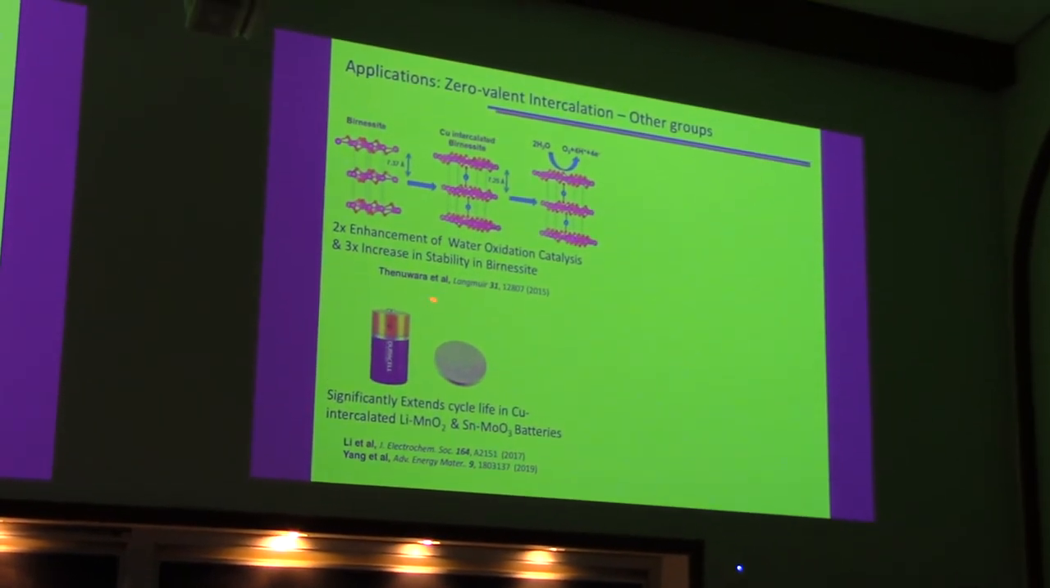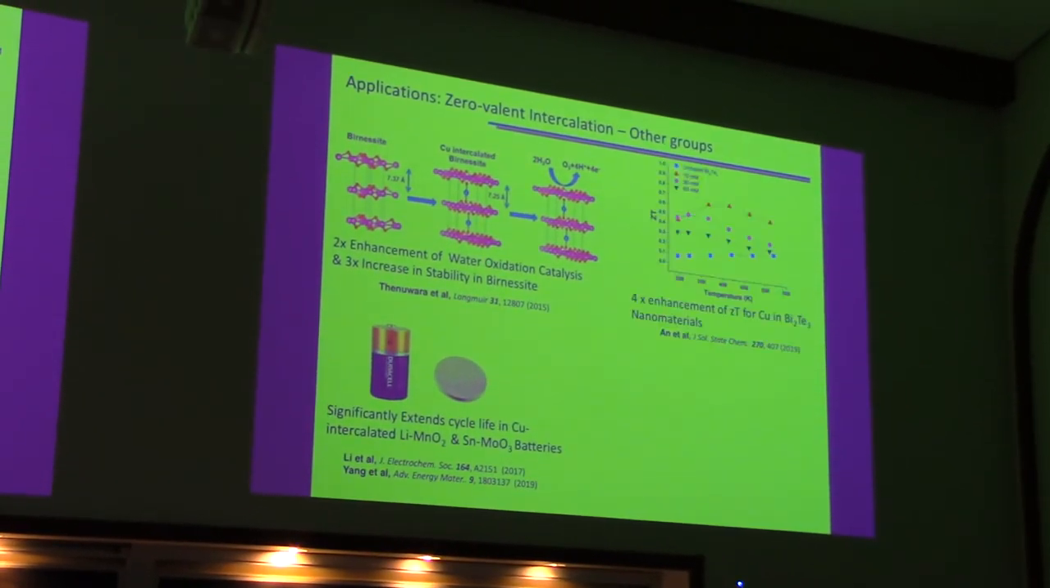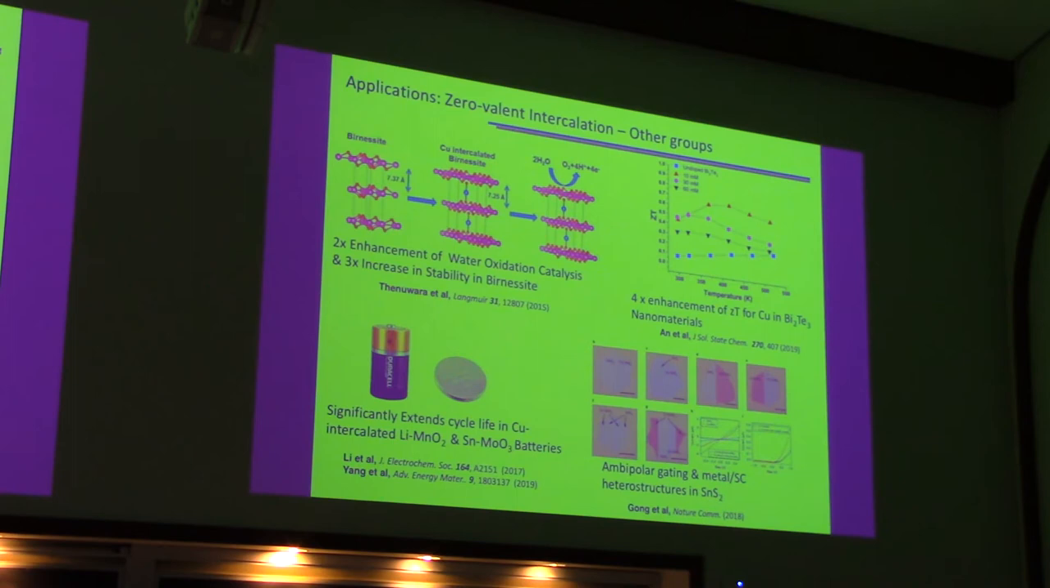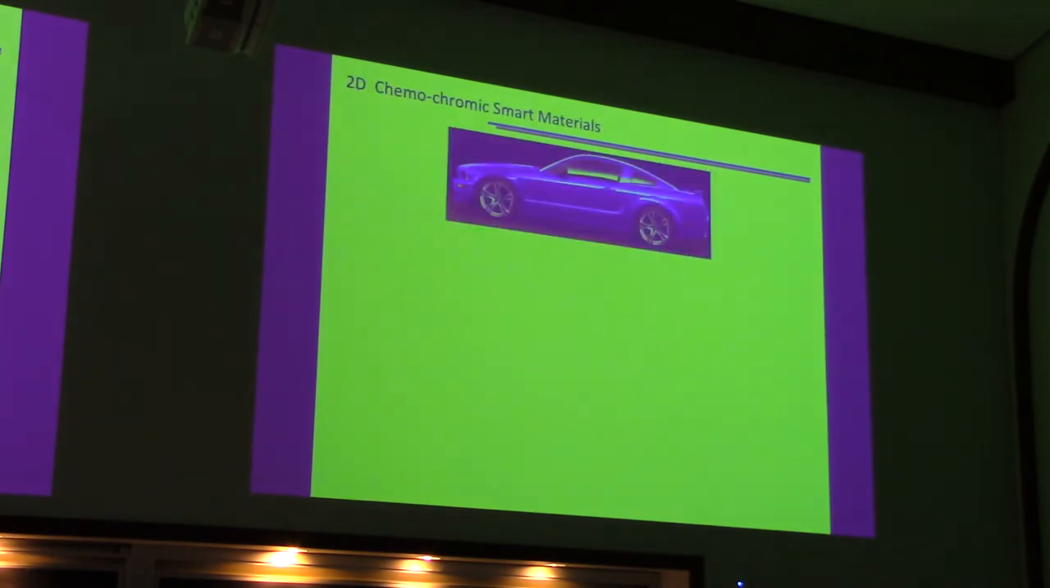This is work done by Daniel Strongin at Temple University. They've shown a 4x enhancement of ZT for copper intercalated in bismuth telluride, where ZT is the thermoelectric figure of merit. You can get a 4x enhancement just by intercalating this metal, which makes sense: you change the acoustic phonons quite a bit, and you also change the heat transport. There's also exciting work published by the Shi group in Nature Communications. You can get ambipolar gating, P-type heterostructures, N-type heterostructures, and all sorts of interesting things, and these were metal intercalated tin sulfide.